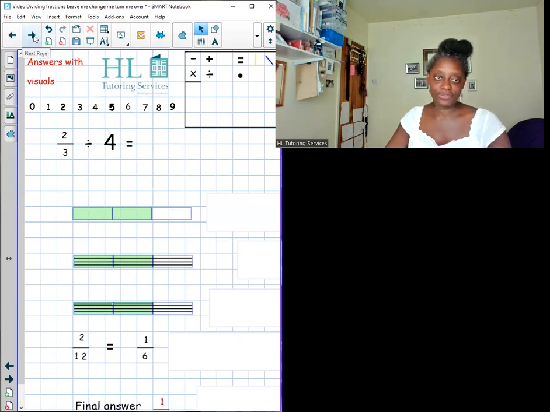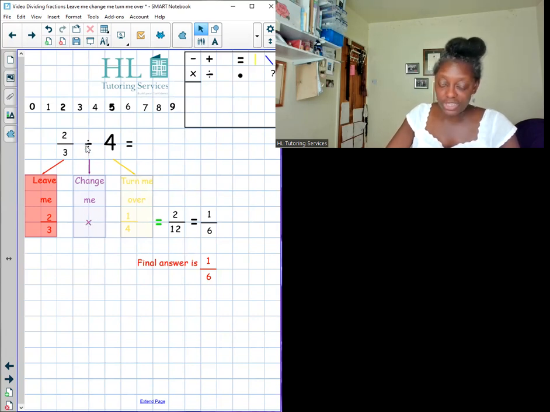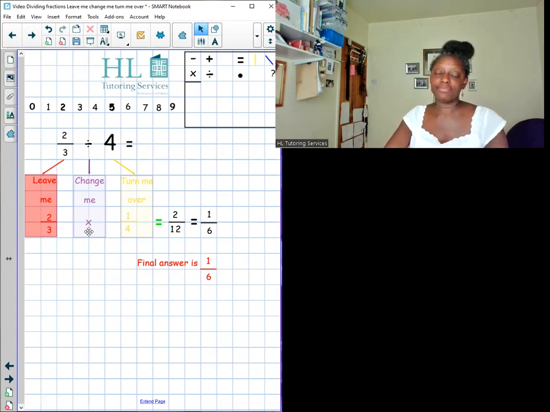So anything that you can pick up, hold, or pictures are useful if you're starting out with fractions. Is there another way of doing all of this? Yes. It's called leave me, change me, turn me over. So I've got 2/3, and that's going to stay the same. Leave me. And then it says divide. So I'm going to change the divide, and I'm going to do the inverse of divide, which is multiply.